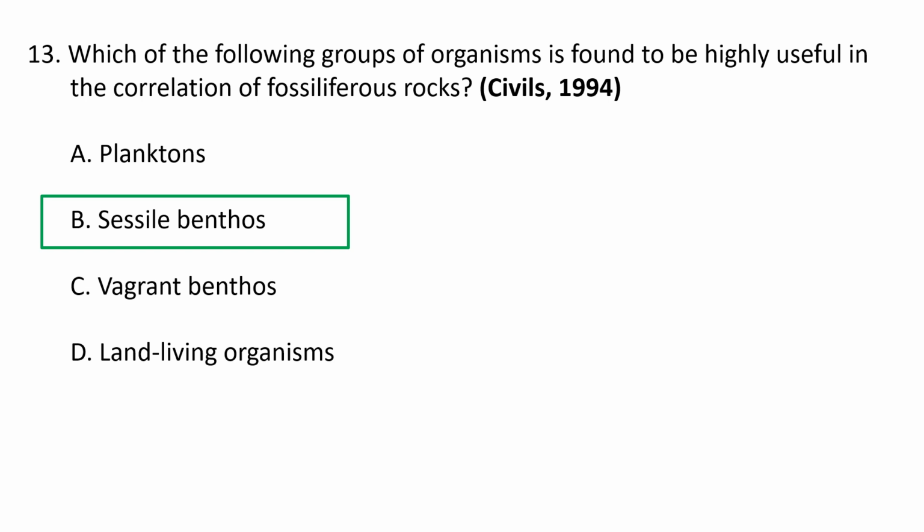And in the rocky shore systems, sessile macrobenthic assemblages may act as ecosystem engineers for many smaller benthic organisms, and these are highly useful in the correlation of fossiliferous rocks. So B, sessile benthos, is the correct answer.